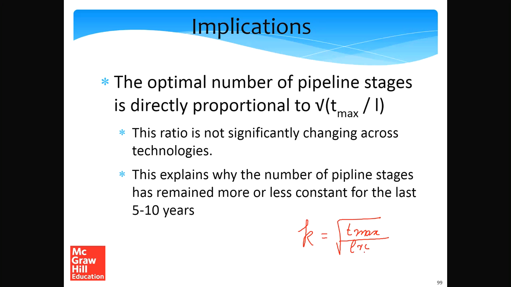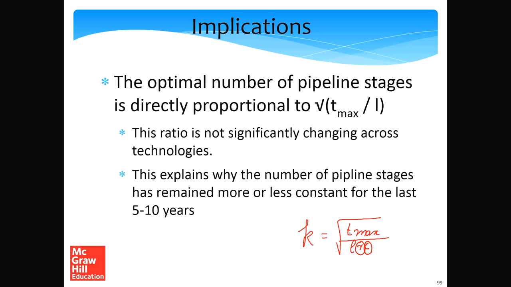Simultaneously, latches are also getting faster, roughly by a similar factor. So Tmax by L will remain the same. As a result, the number of pipeline stages will not change very significantly. So this explains why the number of pipeline stages has remained more or less constant for the last 5 to 10 years. Because Tmax by L remains more or less constant, R is anyway dependent on the nature of the programs, and C is a constant which also remains the same.